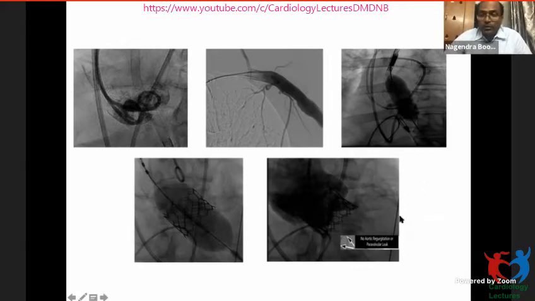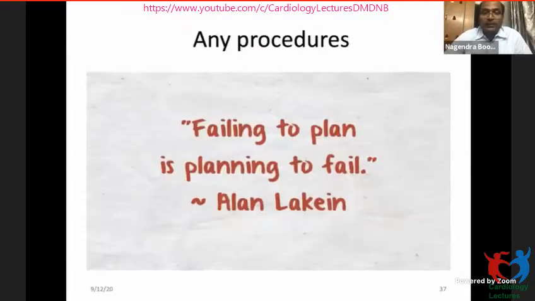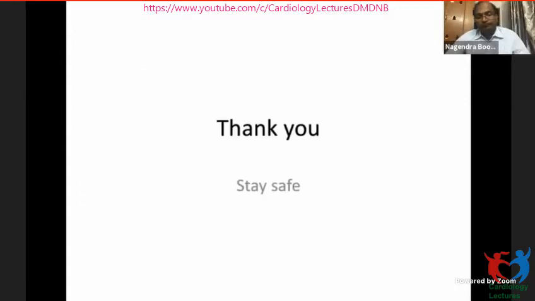Thanks to Dr. Tharoon for sharing this case with me. The patient improved well and got discharged after 7 days. Hence, these kinds of complex cases require planning. Failing to plan is planning to fail. Thank you.